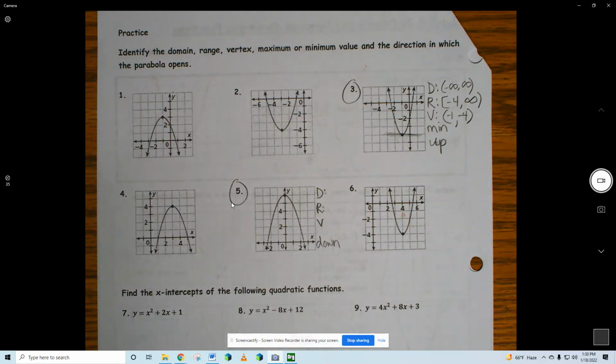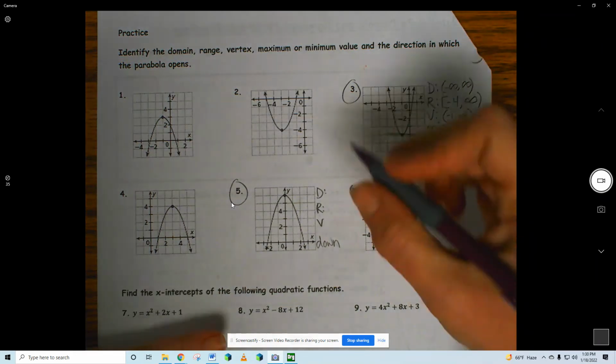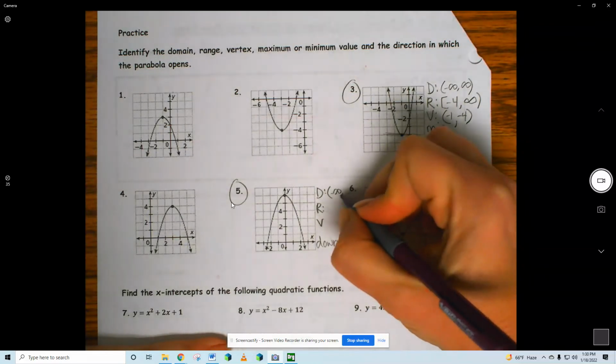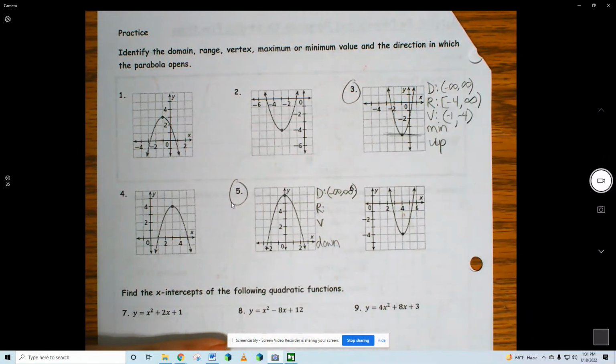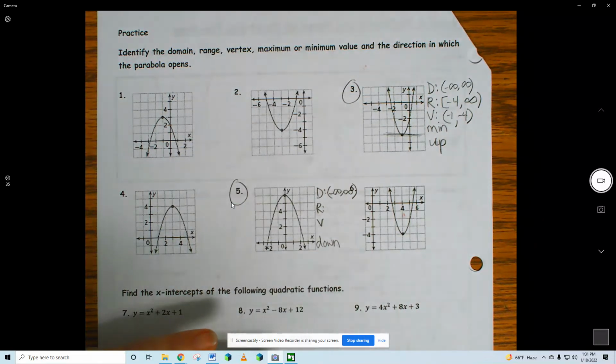Okay. How about people that really aren't helping me quite yet? Table 5. You raised your hand. Table 5. What's the domain? Negative infinity. Good, to positive infinity. Okay. You want to tell me the range? Go ahead.